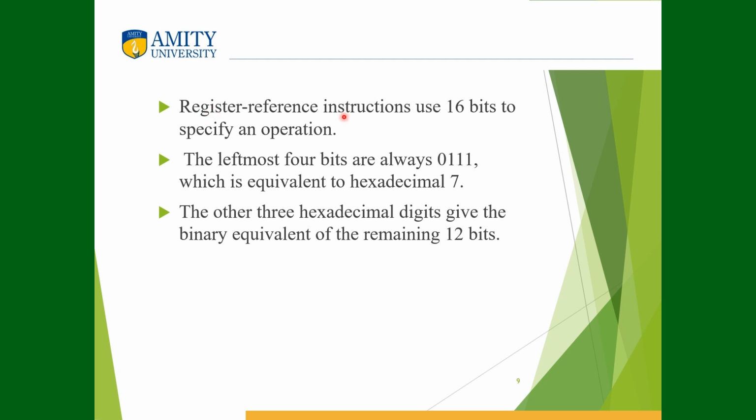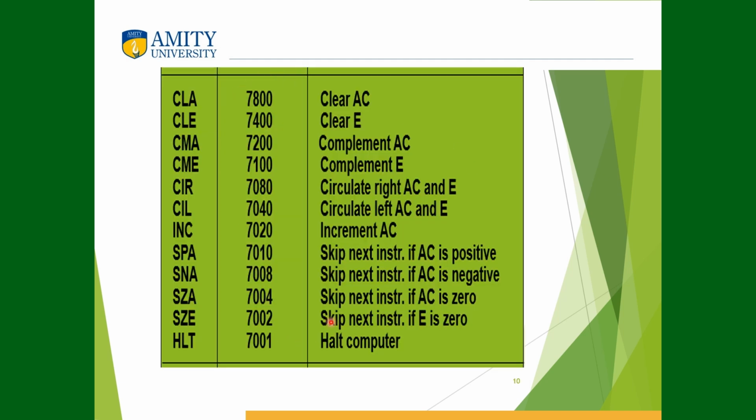The register reference instruction uses 16 bits to specify an operation. So the leftmost 4 bits are always 0, 1, 1, 1, and this number is equal to 7 in hexadecimal. The other 3 hexadecimal digits give the binary equivalent of the remaining 12 bits. So whenever we have the following table, this will be for the register reference.